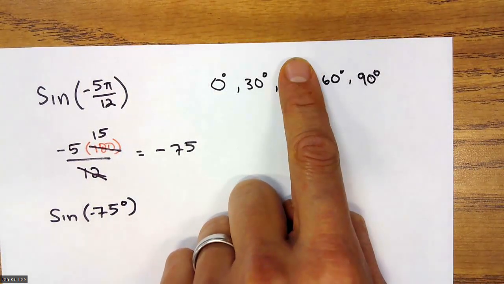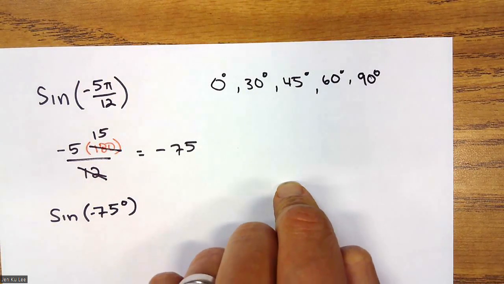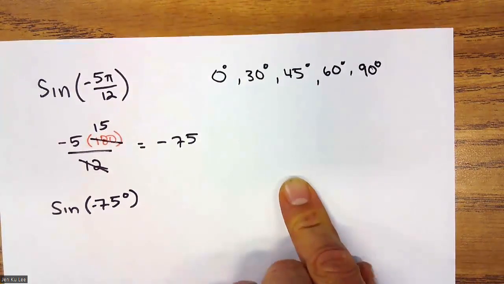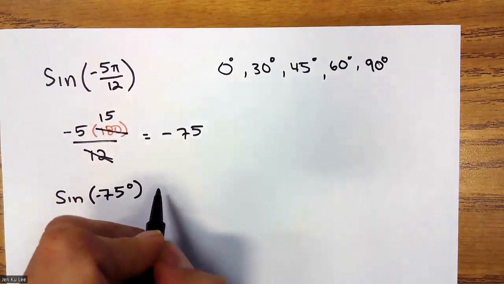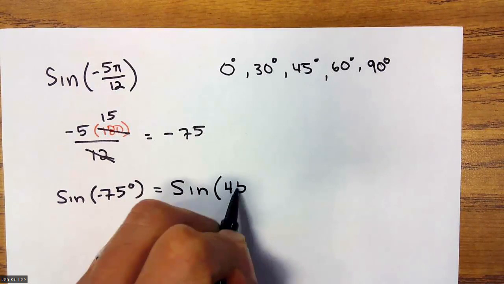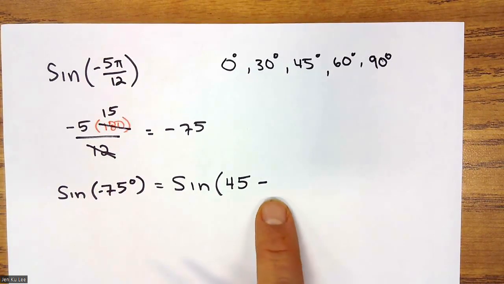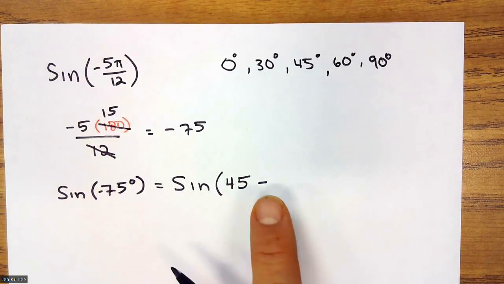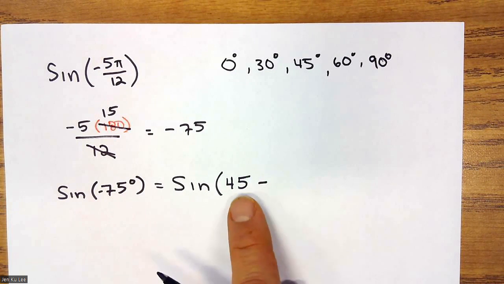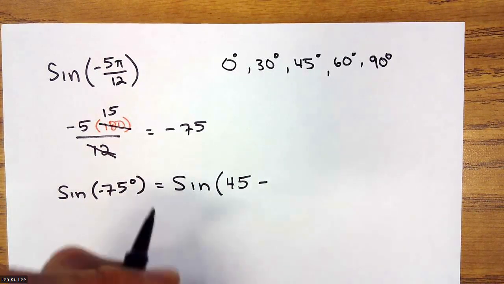So right off the bat, I know I have to do something with this 45. That makes sense? So knowing that, I just did this. Sine of 45 minus, because I know I have to go to a negative 75, so I'm going to subtract 45. 45 minus what equals negative 75? 120.